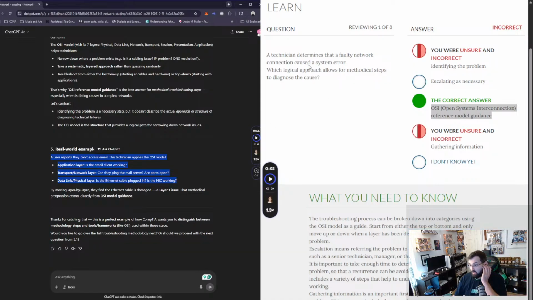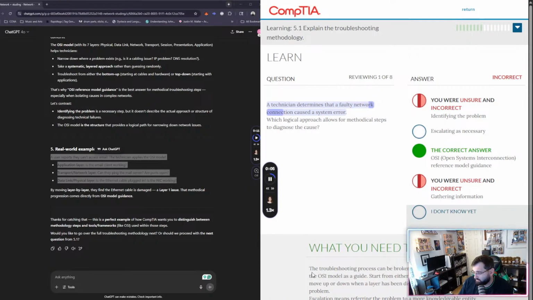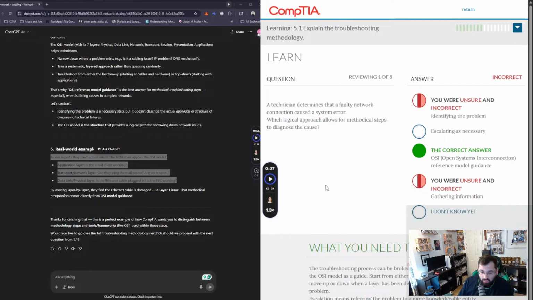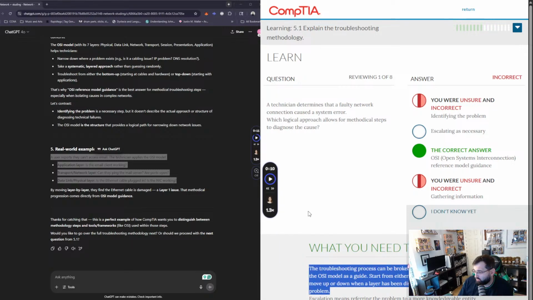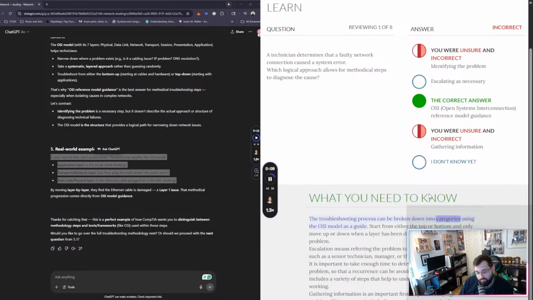I really like this. Okay, so the last thing I do is sometimes, to solidify, I'll just read the question one more time. A technician determines that a faulty network connection caused a system error. Which logical approach allows for methodical steps to diagnose the cause? I do that so it's now like a third time that I've heard the question. And then I'll read the answer one more time from CompTIA, their actual answer. The troubleshooting process can be broken down into categories using the OSI model as a guide. Start from either the top or bottom, and only move up or down when a layer has been discounted as the source of the problem.